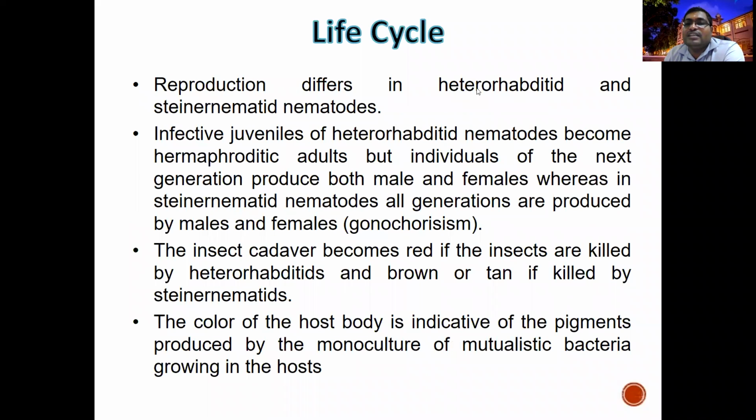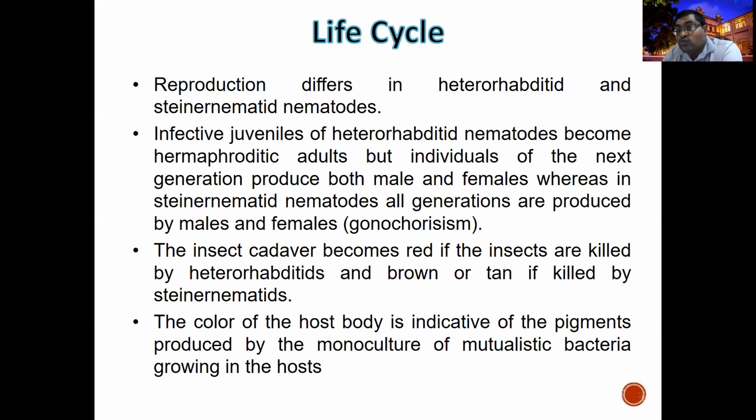So reproduction differs between heterorhabditid and steinernematid nematodes. That's what I told you in the life cycle. In one, ambisexual males and females will be there, and here hermaphrodite reproductive stages will be there. So the infective juveniles of the heterorhabditid nematode become hermaphrodites.